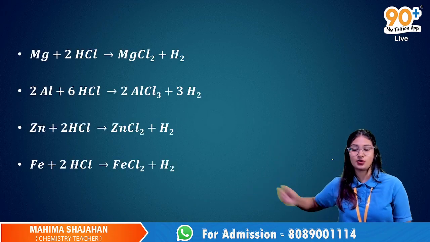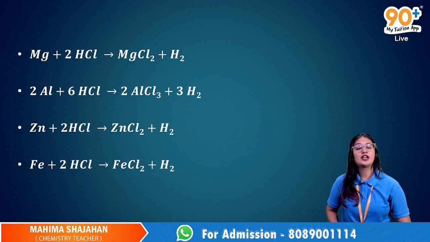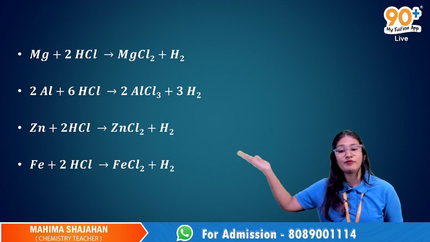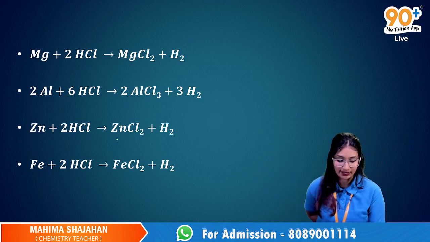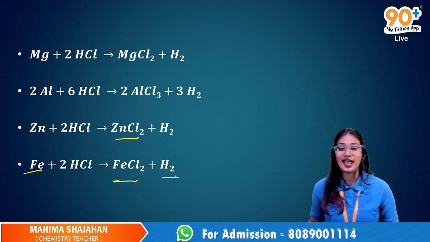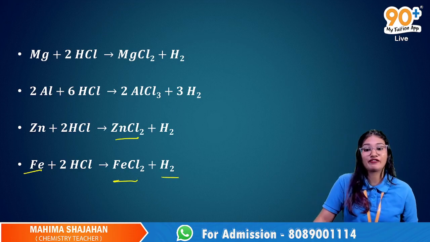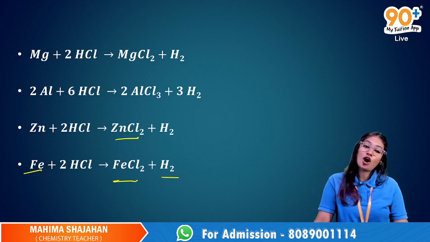These are the reactions. Okay, magnesium is reacting with hydrochloric acid to form what? Magnesium chloride and hydrogen gas. Aluminium forms aluminium chloride and hydrogen gas. Zinc, we get zinc chloride and hydrogen gas. Iron, on reacting with acid, gives ferric chloride and what? Hydrogen gas. Okay, it is ferrous chloride, sorry, FeCl2 and hydrogen gas. Now, what about copper?